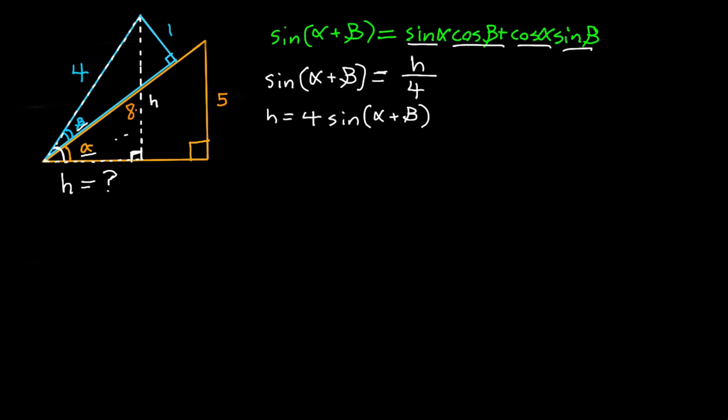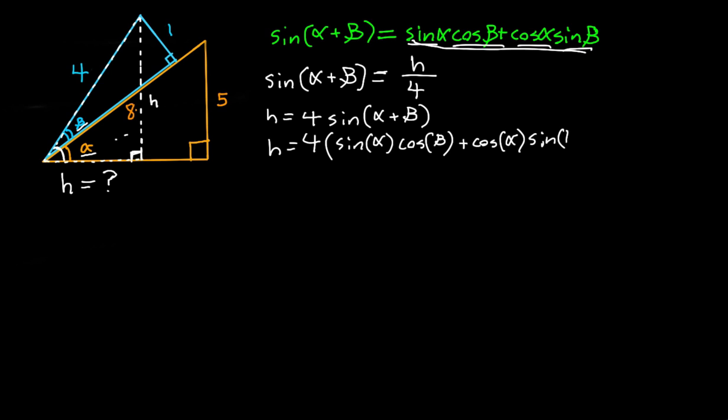Because of course, for sine of alpha plus beta, we can plug in what we have equivalent to it up here in the identity. So we have that h is equal to 4 times the sine of alpha times the cosine of beta plus the cosine of alpha times the sine of beta. Get all of our parentheses in there. Great. So what are all these values?